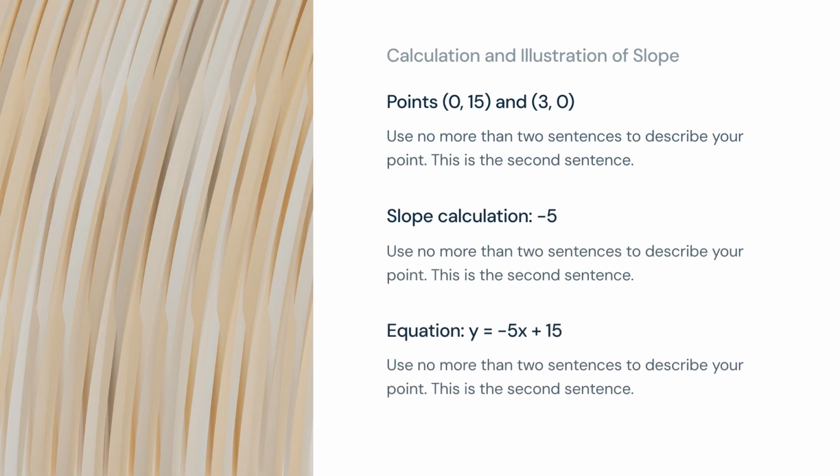Now, consider the points 0, 15, and 30 on a line. Calculating the slope, we find it's minus 5. With b equal to 15, our equation becomes y equals minus 5x plus 15, a perfect illustration of how linear functions graph.